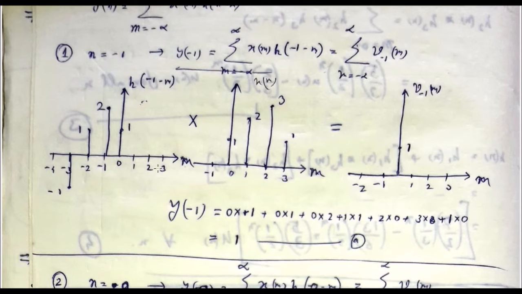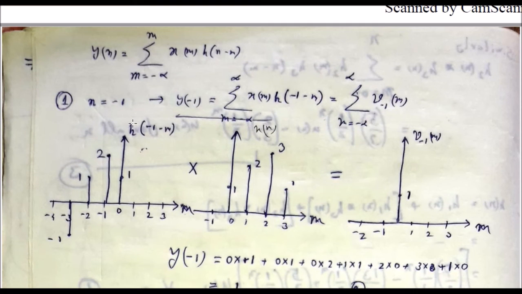There will be some value. But at 1 there is no value here, while here it is the value of 2, so 2 multiplied by 0. In this way, for all other samples on the right side, since the sample values of h are 0, all other multiplication values will be equal to 0. Only this was the non-zero multiplication value, where both signals overlap at m equal to 0. So y minus 1 will become 1.